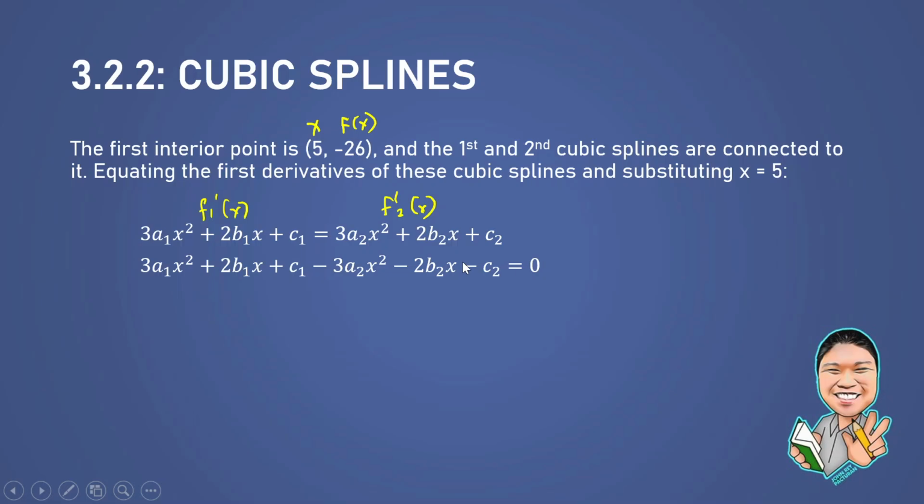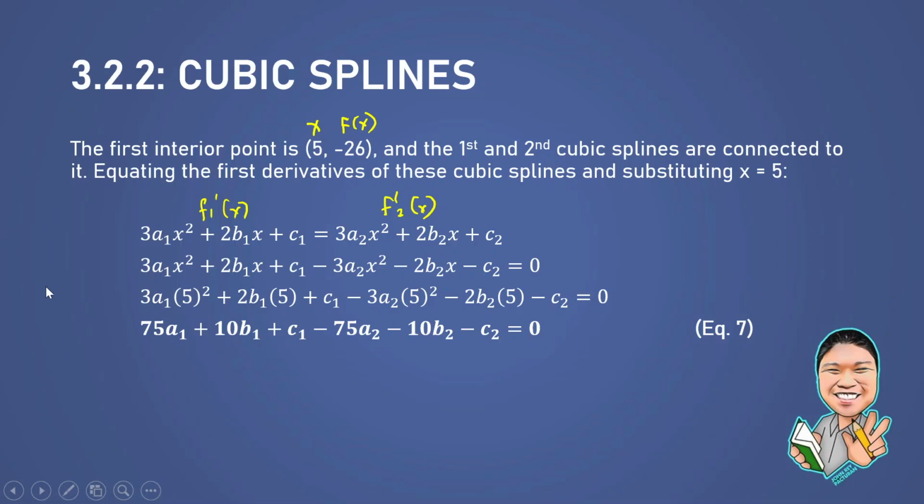And once na na-establish nyo na to, all you need to do is to substitute x equals 5. So, 3a sub 1 times 5 squared plus 2b sub 1 times 5 plus c sub 1 minus 3a sub 2 times 5 squared minus 2b sub 2 times 5 minus c sub 2 equals 0. To further simplify, ang magiging equation number 7 na natin is 75a sub 1 plus 10b sub 1 plus c sub 1 minus 75a sub 2 minus 10b sub 2 minus c sub 2 equals 0. So, this is our equation 7.